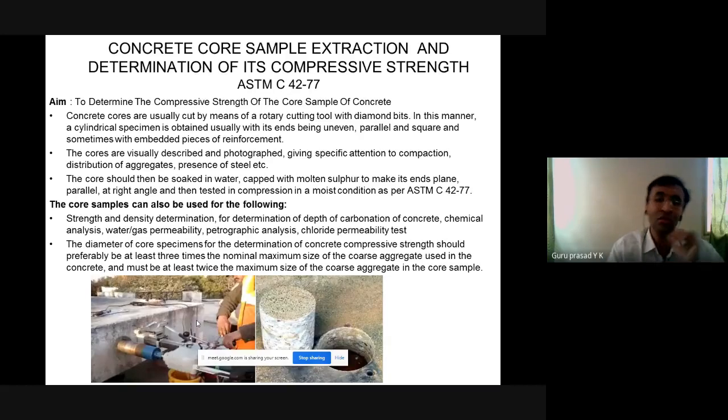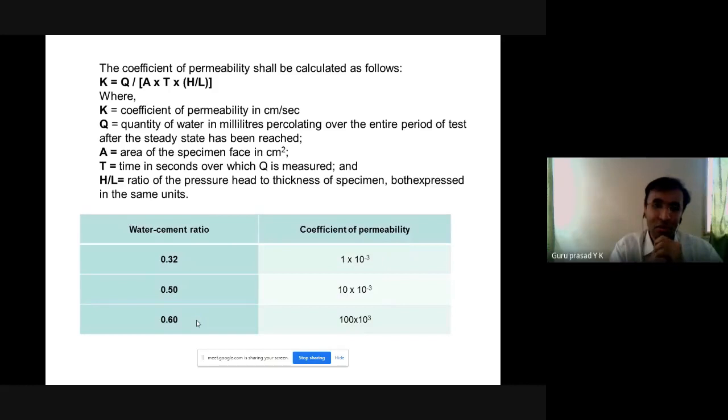Okay, so that is about permeability. That's most important. Now, why should I do this permeability test? If the concrete is very permeable to the water, what happens? There will be reinforcement inside. If it's a very permeable concrete, it can lead to corrosion of the reinforcement because of water percolating into it.